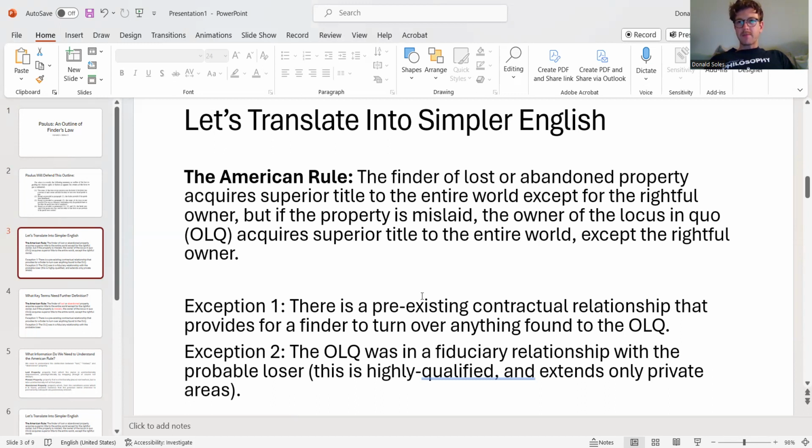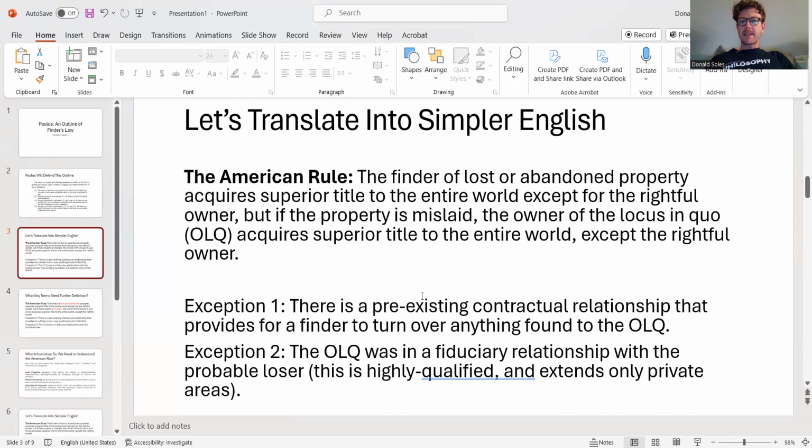If you write a contract with somebody who's hired to come over and clean your attic, and you say in that contract, by the way, if you find anything in the attic, I'd like for you to turn it over to me, and that's a condition, by the way, of my hiring you to do this job, if there is a contract like that, oral or written, it's an exception to the American rule for Finder's Law.